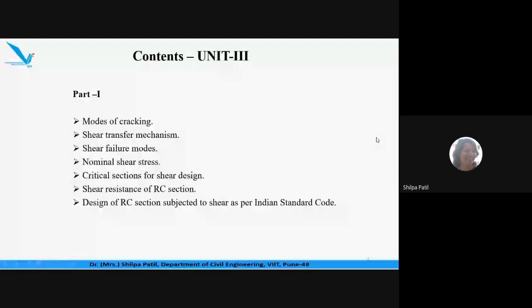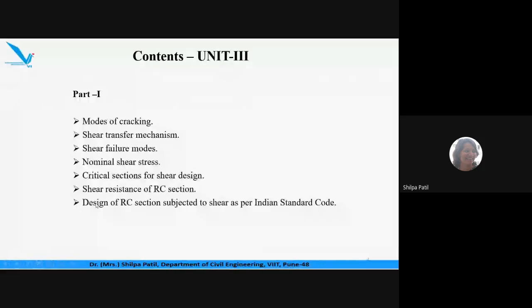So we have seen the design for shear steps. The content included in Unit 3 I have just included over here: modes of cracking, shear transfer mechanism, shear failure modes, nominal shear stress, critical section for shear design, shear resistance of RC section, and design of RC section subjected to shear as per Indian Standard Code. All these are the points included in Unit 3, Part 1, out of which the first 4 points we have already discussed in an earlier lecture.